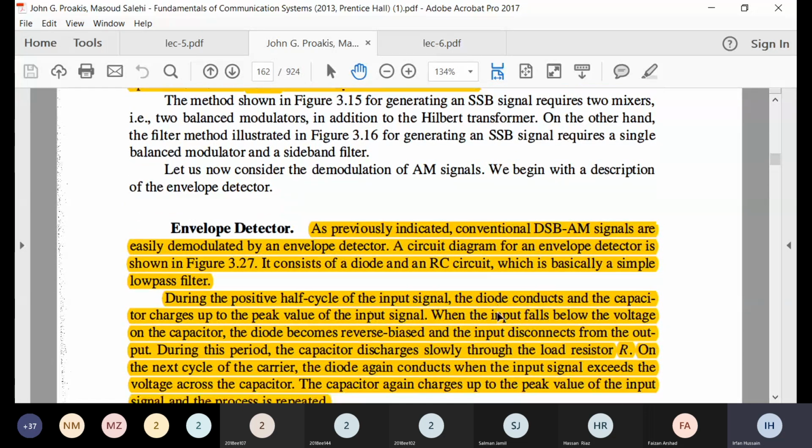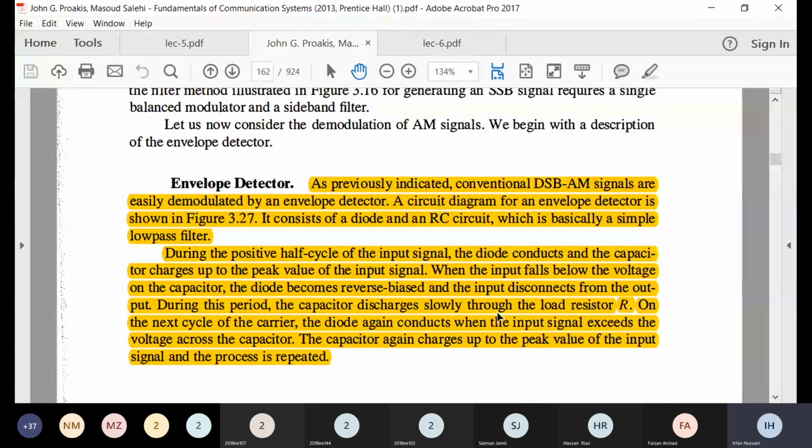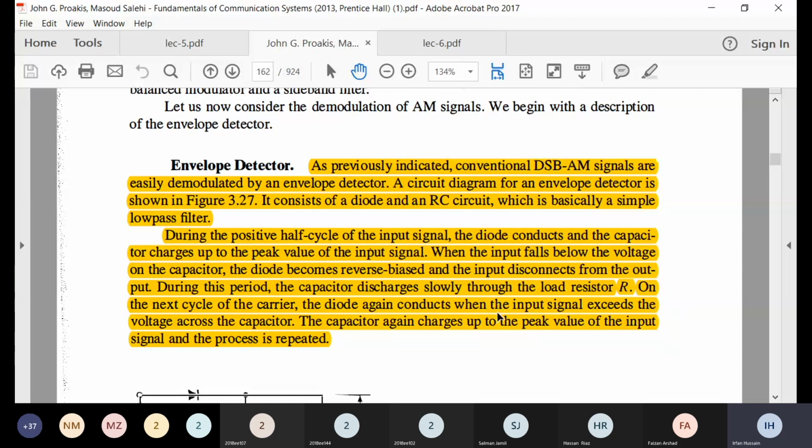Now we will discuss how you can detect your received modulated signal to get back your baseband signal at the receiver. The most common choice is an envelope detector. The circuit diagram is shown. It is basically a diode and then an RC circuit, where RC is a low pass circuit, so it overall acts as a low pass circuit.